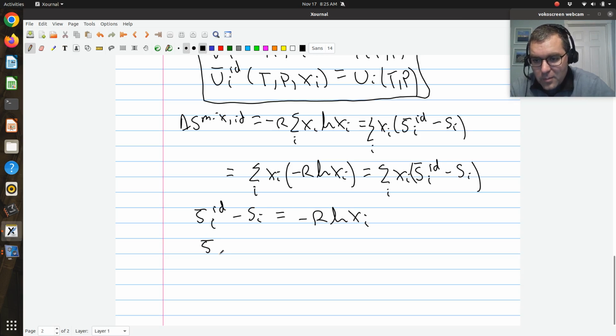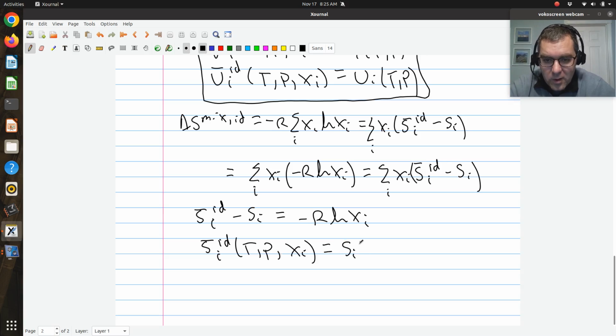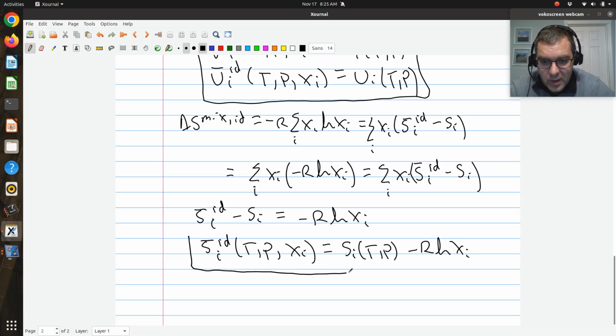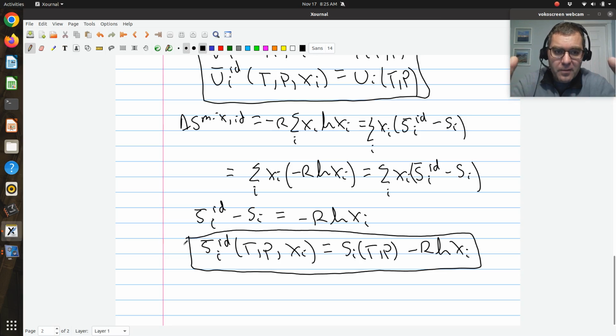Therefore, s bar i of my ideal solution at a given temperature, pressure, and composition is equal to my pure component value at T and P minus R log xi. Remember, when we talked about entropy in an ideal gas, an ideal solution is the same. I have pure A and pure B, and I mix them to form a solution in which all the interactions are exactly the same. So delta H of mixing is 0. The rationale for delta S of mixing being positive is that it's purely combinatorial.